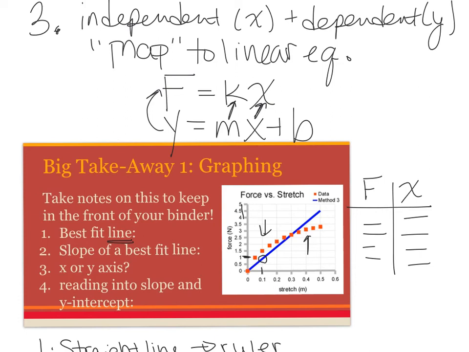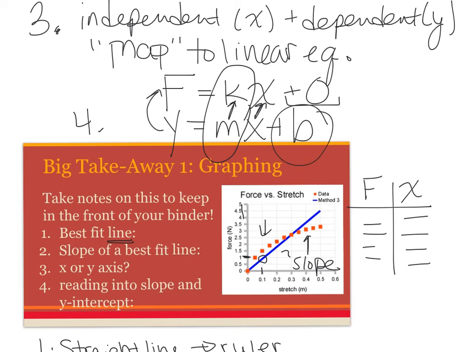This brings us to point 4. To figure out the slope, this mapping is helpful too. If I map slope to k, then I know the slope of this line is k. And I also know, because there's no y-intercept in my F equals kx equation, that the y-intercept of my graph should be 0.